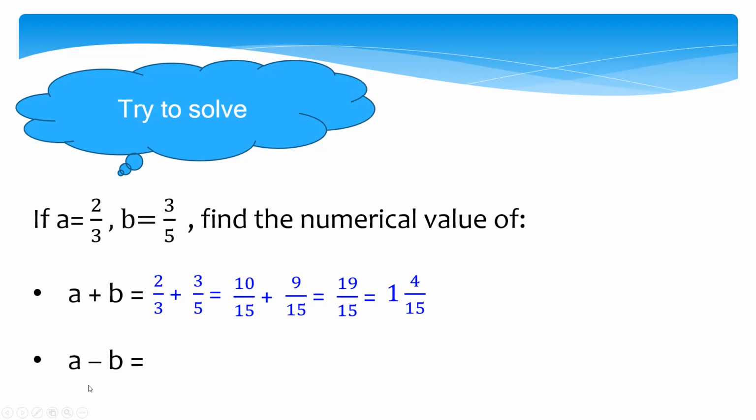To find the value of the expression A minus B, I will first substitute the values of A and B. It will be 2 over 3 minus 3 over 5. I will multiply the two denominators to get the same denominator. Multiply 3 by 5, it will be 15. And make cross multiplication. 5 times 2 equals 10, and 3 times 3 equals 9. Put the denominator as it is and make minus. 10 minus 9 equals 1. The result is 1 over 15. And make sure that your fraction is in its simplest form.